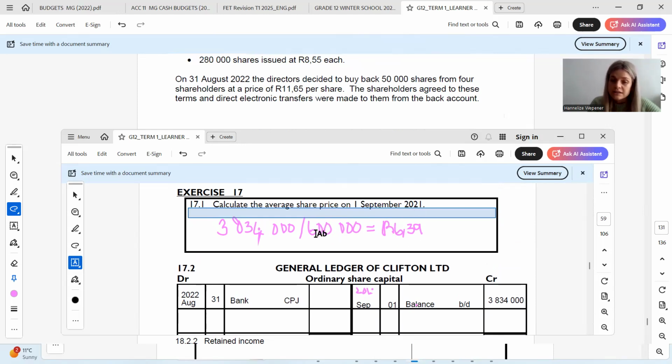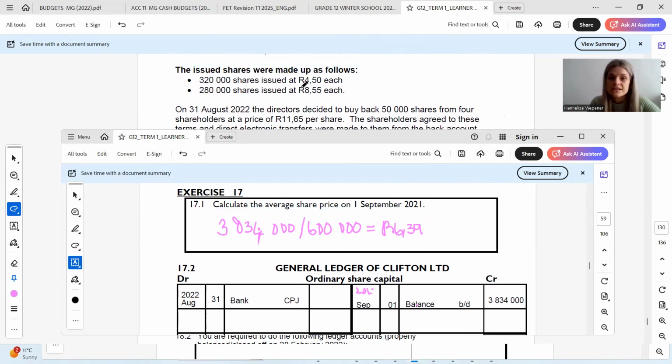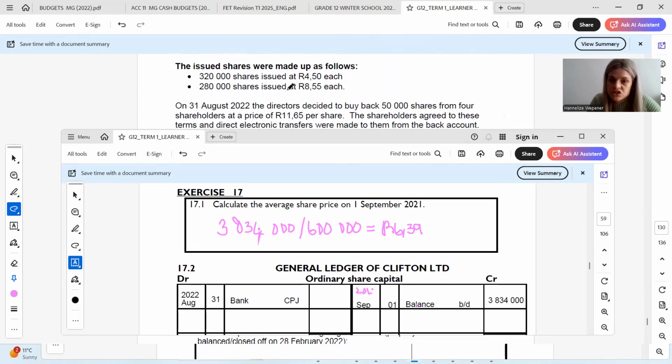And the 600,000 shares on average cost R6.39 for the shareholder. So that's what I've included in my ordinary share capital account. The reason why I'm using the average share price and not one of these amounts is because they didn't tell me that there's a specific share that I bought back. They just said overall there was a repurchase of 50,000 shares. So that's why I'm disregarding this information.